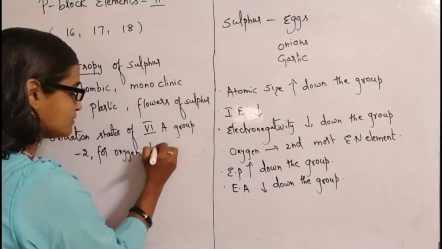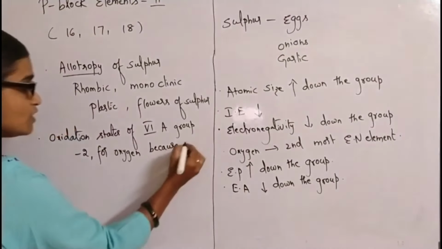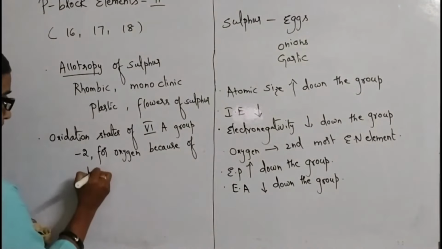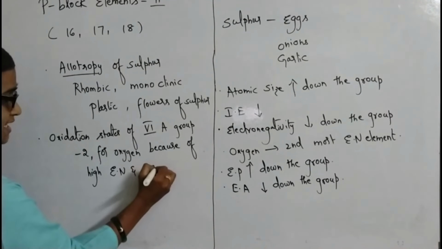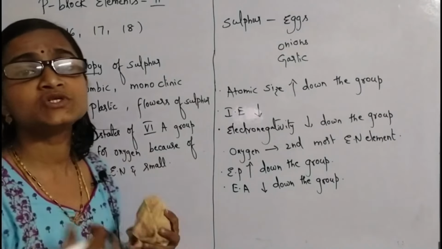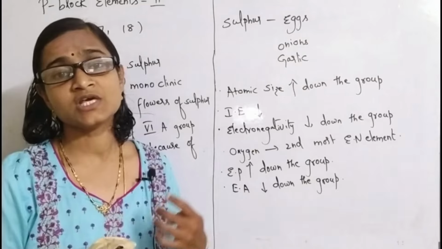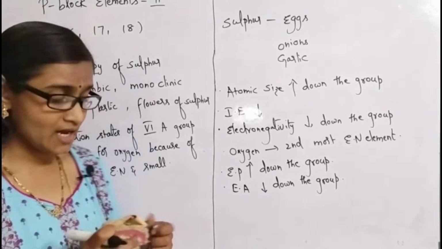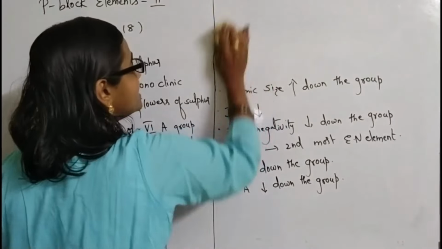Because of high electronegativity and small size, oxygen exhibits -2 oxidation state in most of the compounds. What about other elements like sulfur, selenium and all?